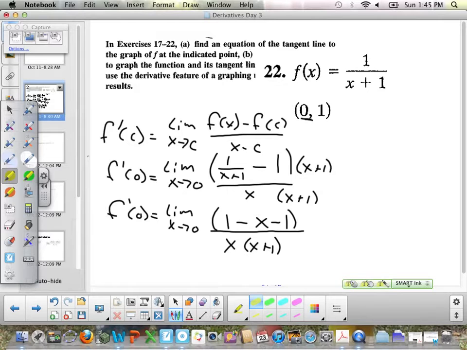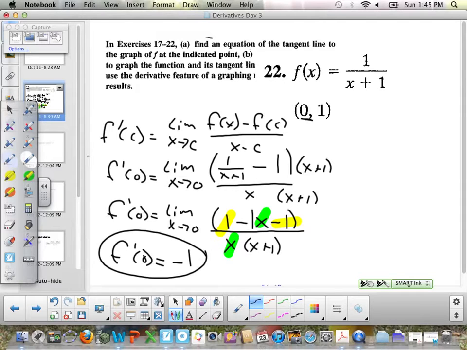Taking a look, 1 minus 1 is 0. We got x in the numerator and the denominator. Those cancel. We're left with negative 1 up top, x plus 1 on the bottom. If I substitute in 0, f prime of 0 is negative 1 over 0 plus 1, or negative 1. So the slope of the tangent line is negative 1.